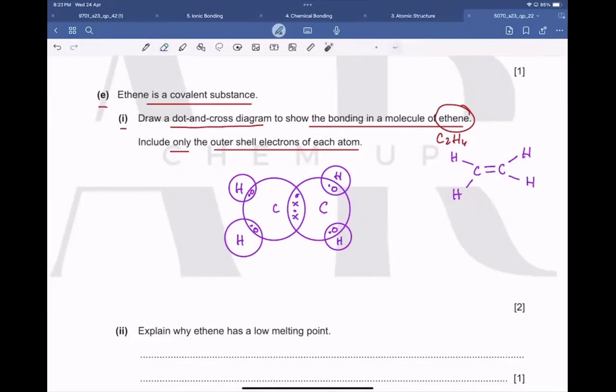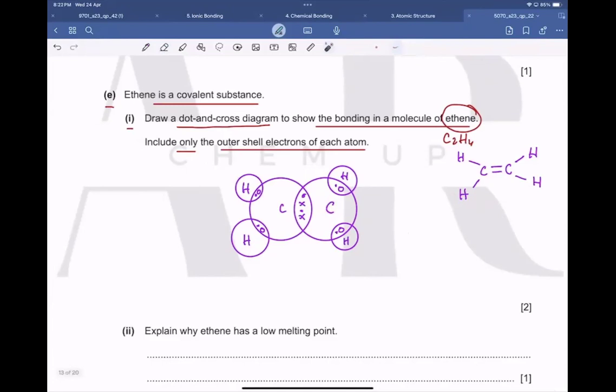And see, carbon is in group 4, so all of its 4 valence electrons are shared. But if the element is from group 5, 6, or 7, it has lone pairs as well. So you have to draw those lone pairs over there in these spaces. Okay.